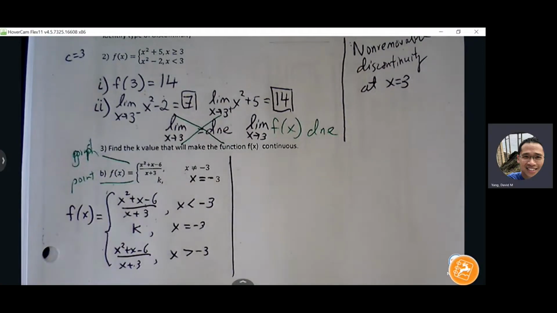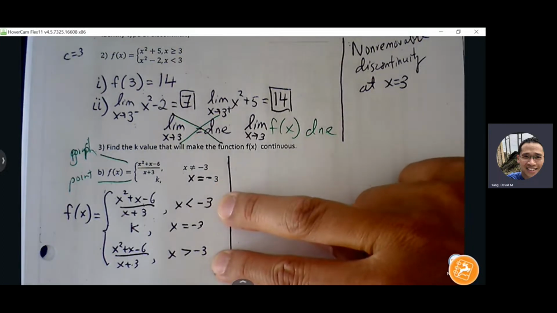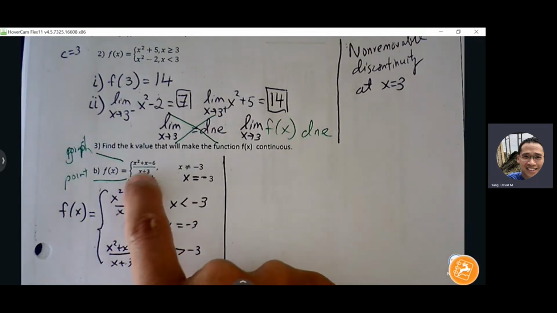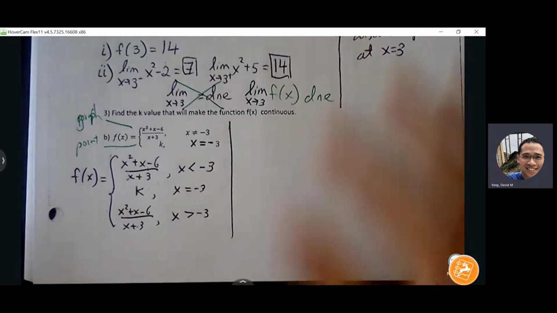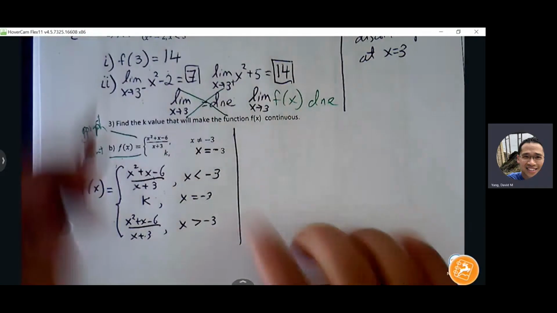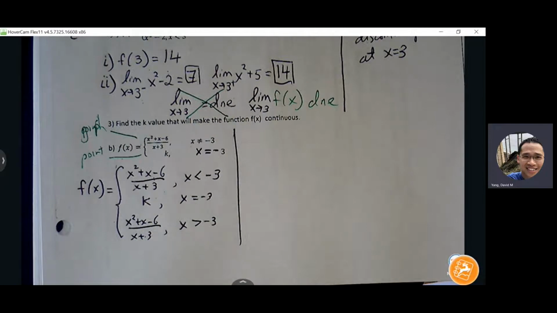So this feels more straightforward because I see a left region, I see what's happening at -3, and I have something to represent to the right. But the first and third statements are the same thing as this first statement here. It just feels more expanded. Now, we were going to go through our conditions here. This direction feels a little different, but it's going to be the same process. It says find the k value that will make the function continuous.